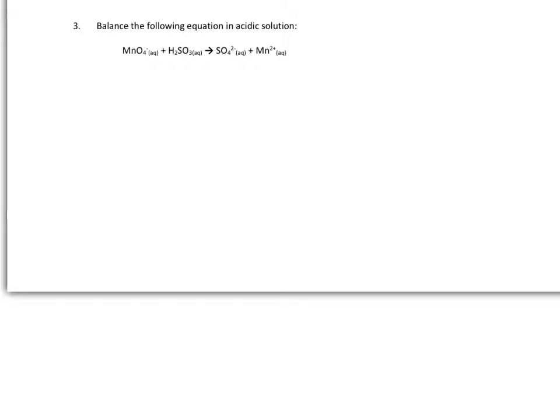Again, we need to balance this equation in acidic solution. Step number 1, break them up according to their half reactions. MnO4 negative goes to Mn2 positive, and H2SO3 goes to SO4 2 negative. Now we need to balance for all atoms other than oxygen and hydrogen. We have 1Mn and 1Mn as the reactants and products in the first half reaction, 1S and 1S as the reactant and product in the second half reaction, so there's nothing to do for step number 2.